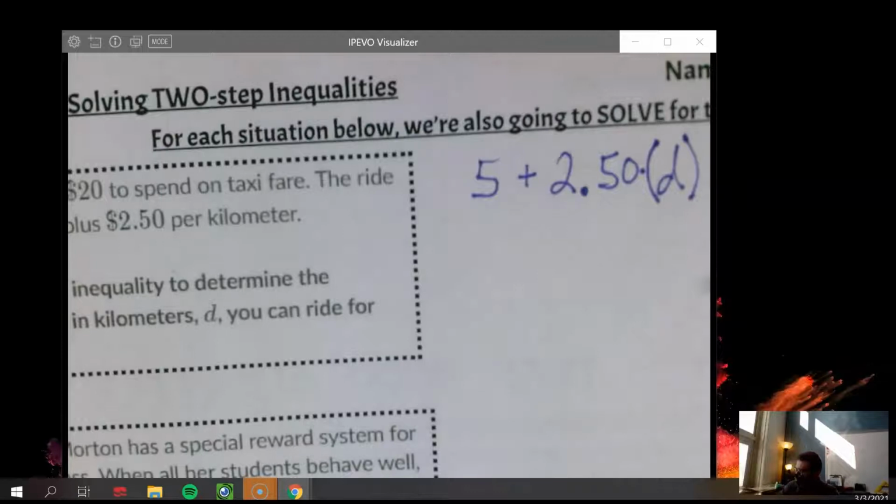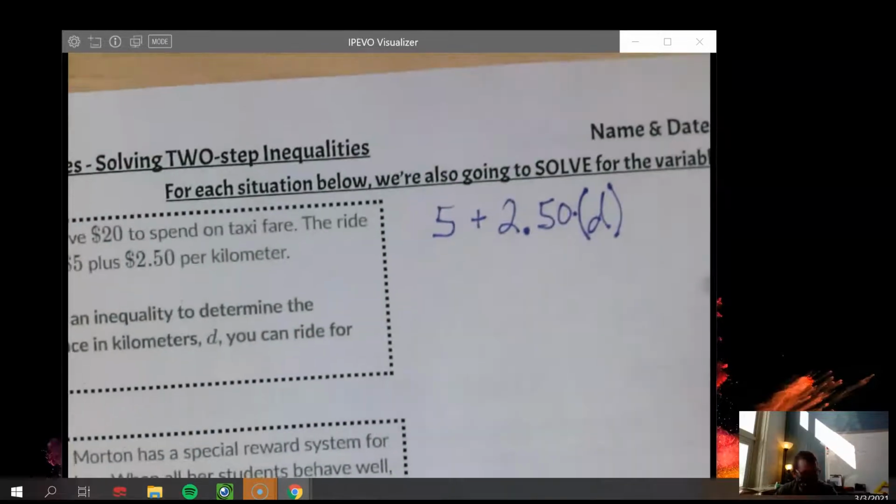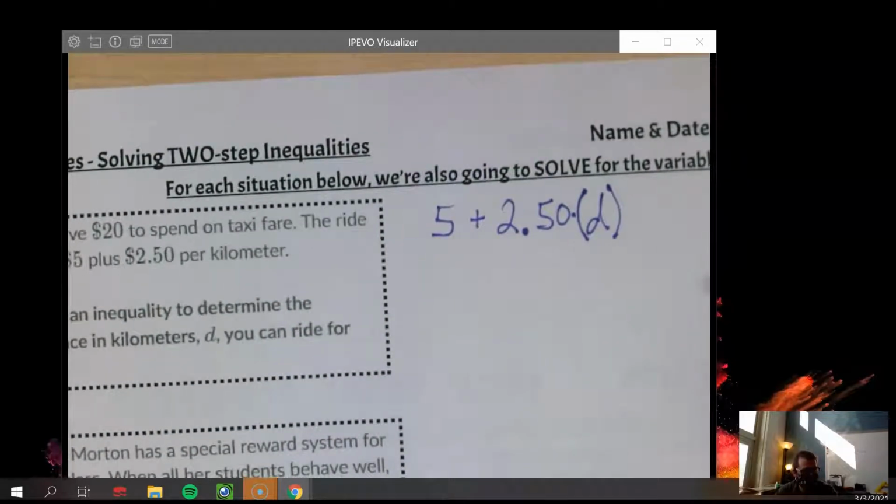Wait, we don't have taxis in Ohio, right? Yeah, we do. We have every kind of taxi. We have Uber and Lyft and everything else, and taxis. Like, you can just call a taxi service.